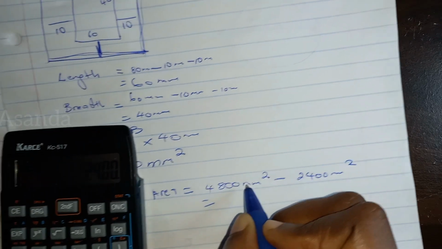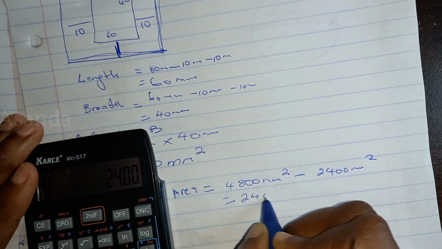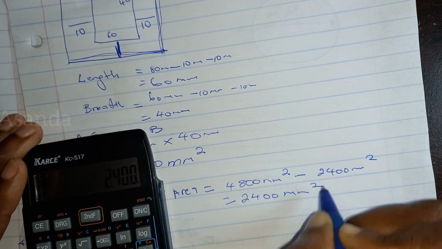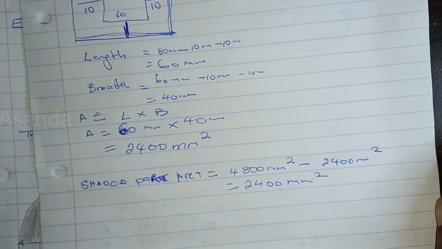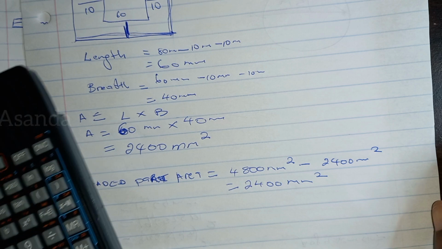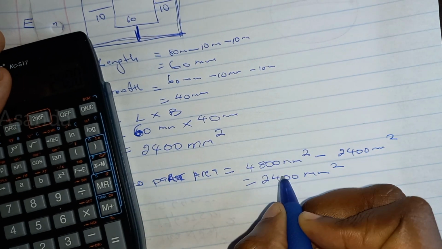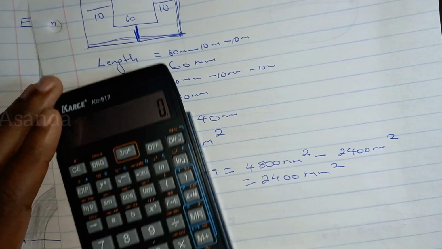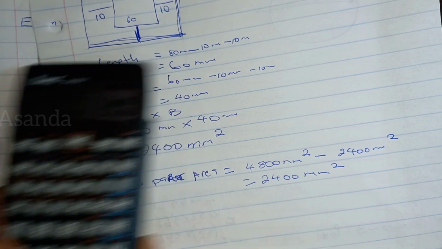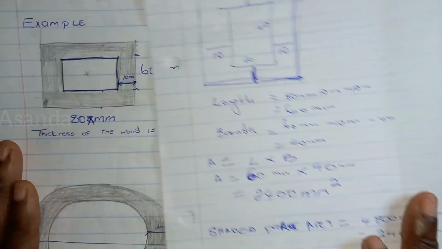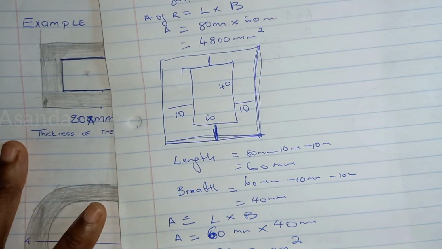And then we get 2,400 millimeters squared, right? So we get the inner part of it. Lovely, ne? Let me just check, I always make mistakes here. 4,800 minus 2,400. Okay, it's 2,400. So we're done there. So that's how you would be doing that.